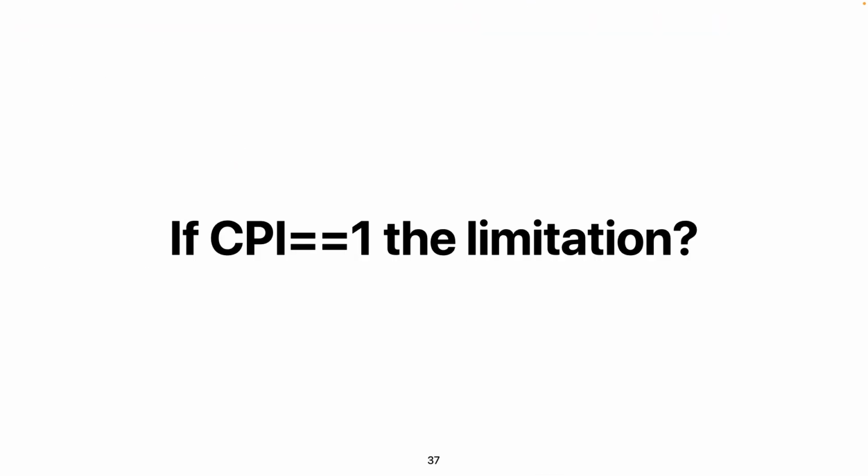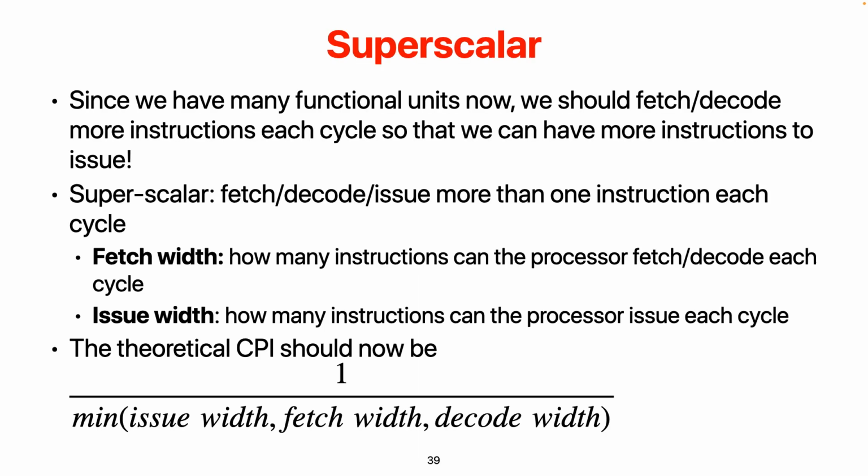Okay, so now you might think, is CPI equal to 1 the limitation? Can we surpass that limitation? So here comes the idea called superscalar. So what does superscalar mean? If you think about your processor, in addition to 1 functional unit, we actually have many functional units. But there are a variety of reasons that we cannot activate those functional units together.